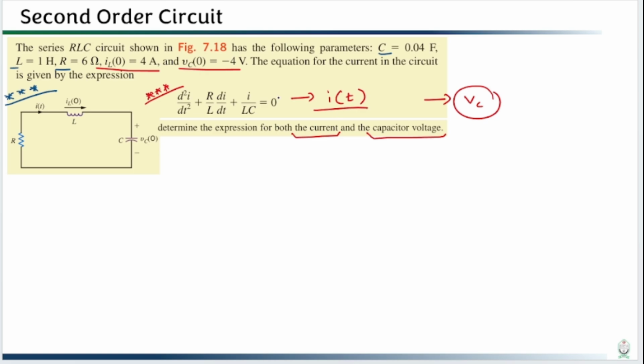And again, look here, there is no input involved. So that means the whole solution of this differential equation will be a natural response. In the differential equation given, we can see there are some places where they have used the expressions of R, L, and C. We can replace these with the given values. And after replacing these, our differential equation gets a form like this: d squared i dt squared plus 6 di dt plus 25 i equals 0.